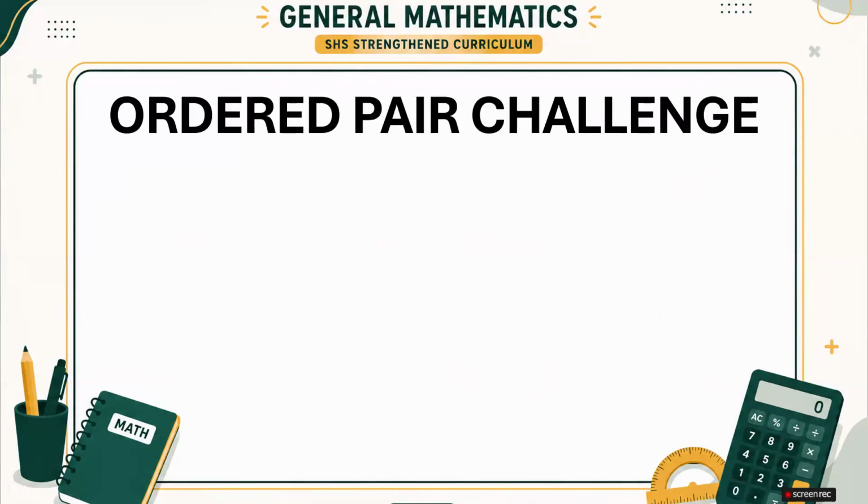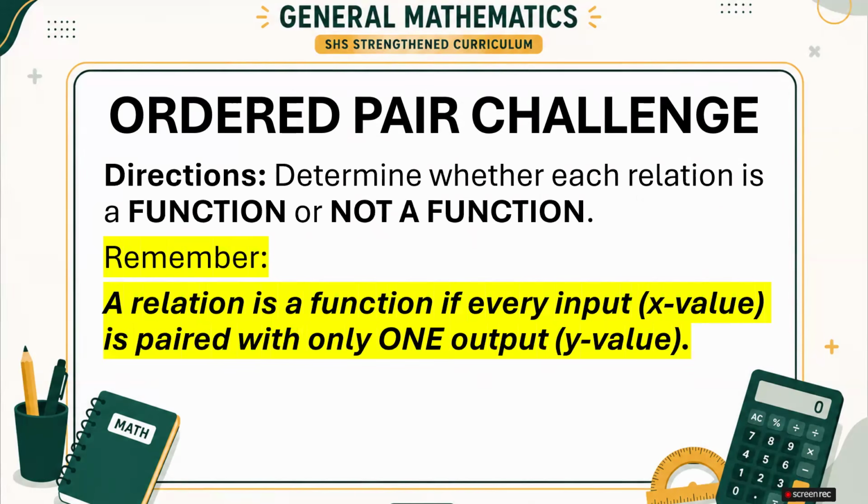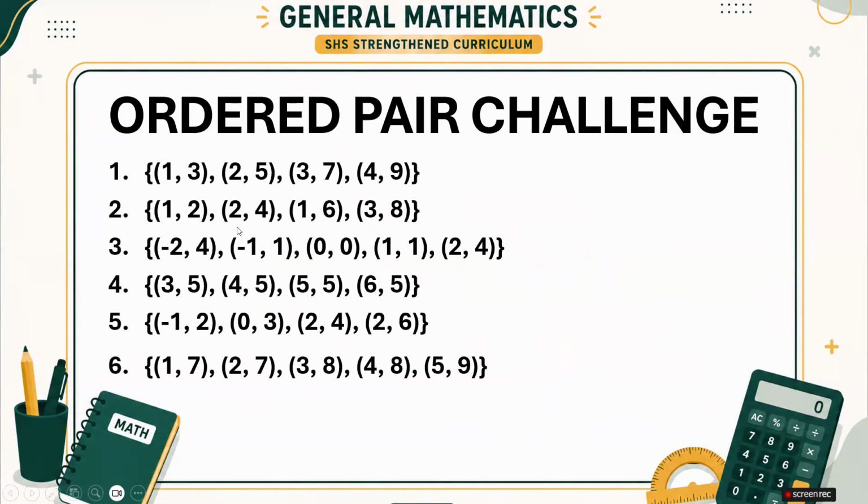So let us check your understanding. You have to decide whether each relation is a function or not. Remember, a relation is a function if every one input value is paired to only one output value. In short, there should be no repetition in the x. Can the y repeat? Yes. Now let us observe these given relations. Can you classify if these relations are functions or not?